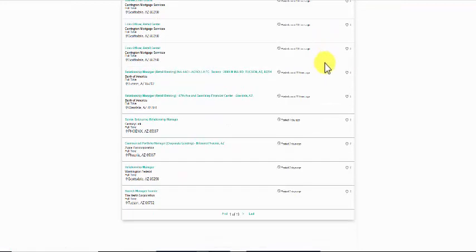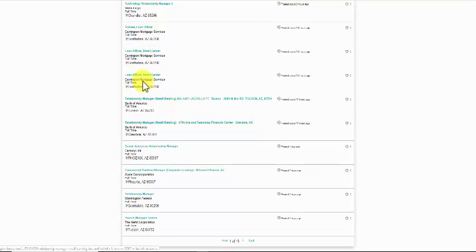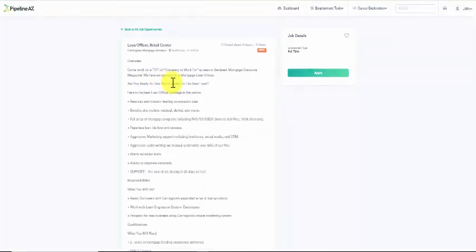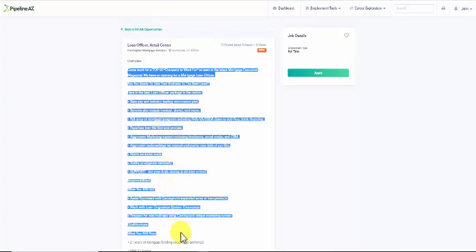Again, there's hundreds of job opportunities. There's 19 pages of job opportunities, all sorts of corporations. Loan officer, retail center, Carrington Mortgage Services. Again, tells you something about the job that you can plug in to your resume and you can apply.